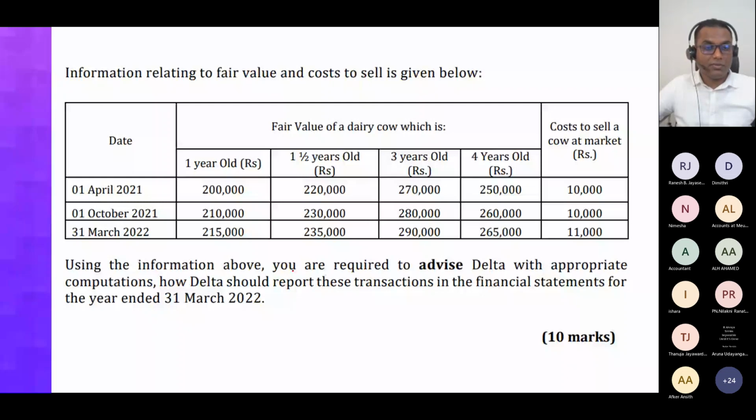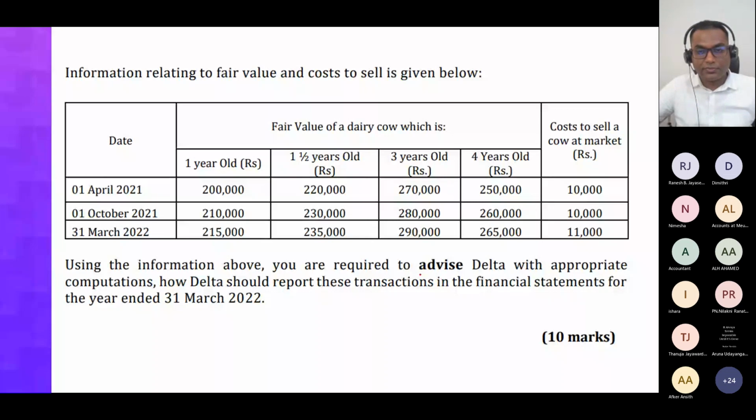That would save your time, because one of the common issues that students are having is not enough time. So one exam trick which I can tell you is, look at the requirement of the question before reading the question. What is the requirement here? Using the information above, you are required to advise Delta with appropriate computations.